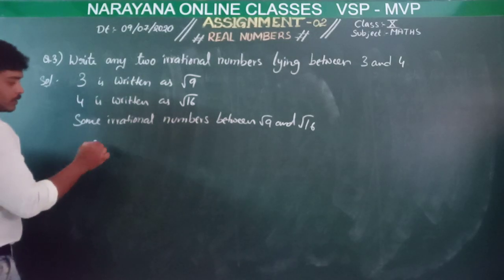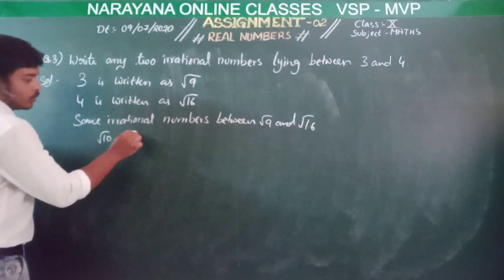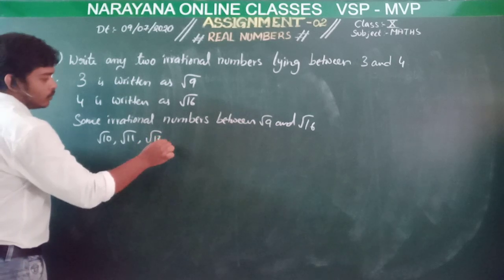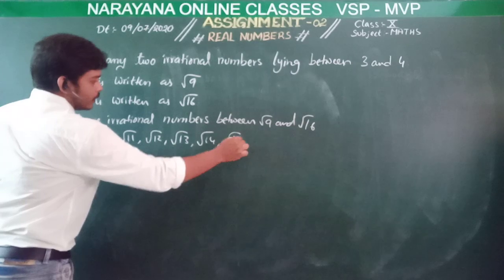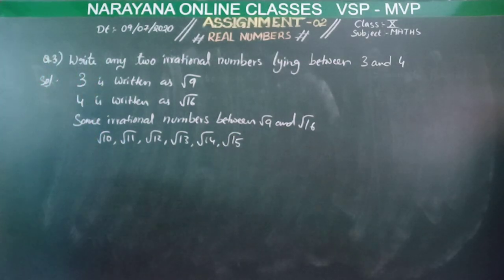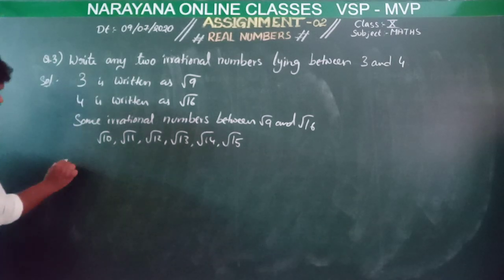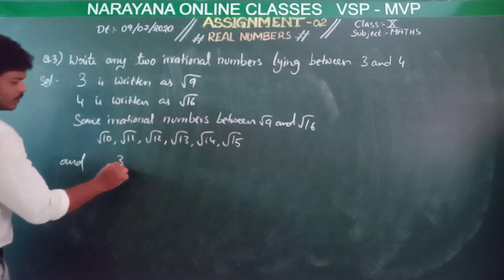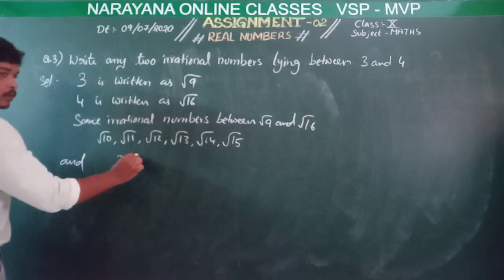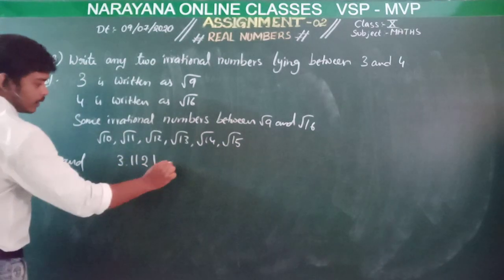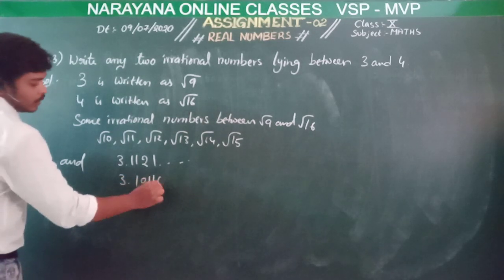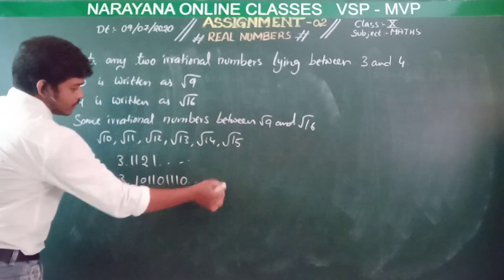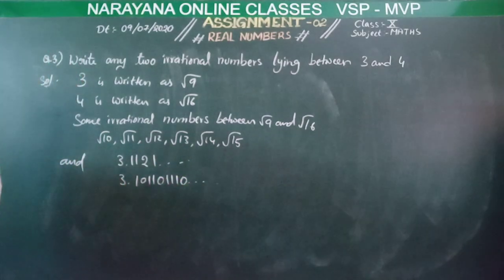See, what are the irrational numbers? Root 10, root 11, root 12, root 13, root 14, root 15. These are some irrational numbers in between 3 and 4. And also you can write it as 3.1121 and so on. And one more number you can write as 3.10110 1110 and so on. We can write it like this.